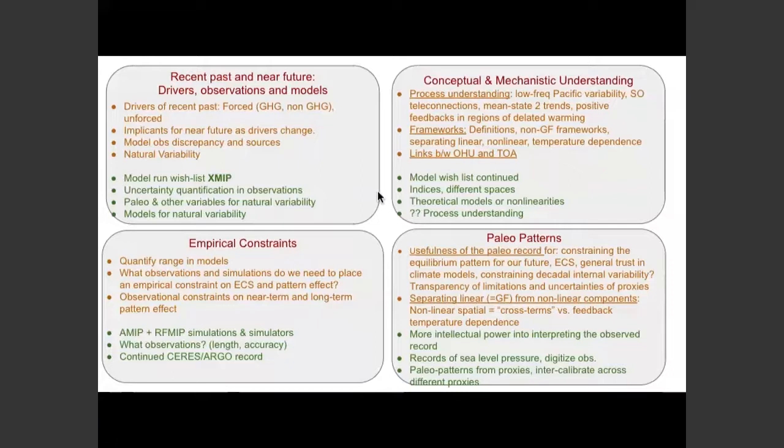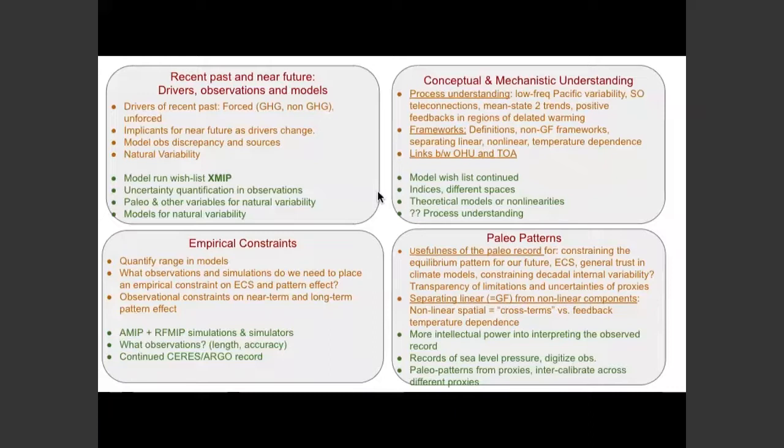So doing these constraints in kind of more of a piecemeal way, I think is really useful. And we learned that lesson with ECS. A lot of the emergent constraints that are trying to use some current climate observable and constrain ECS are mostly dubious, and they fall apart when you test them out of sample. But when you look at individual processes that you know matter, those can be a little bit more reliable and seem to be more powerful. So I think similar approaches in pattern effect world could be really powerful.